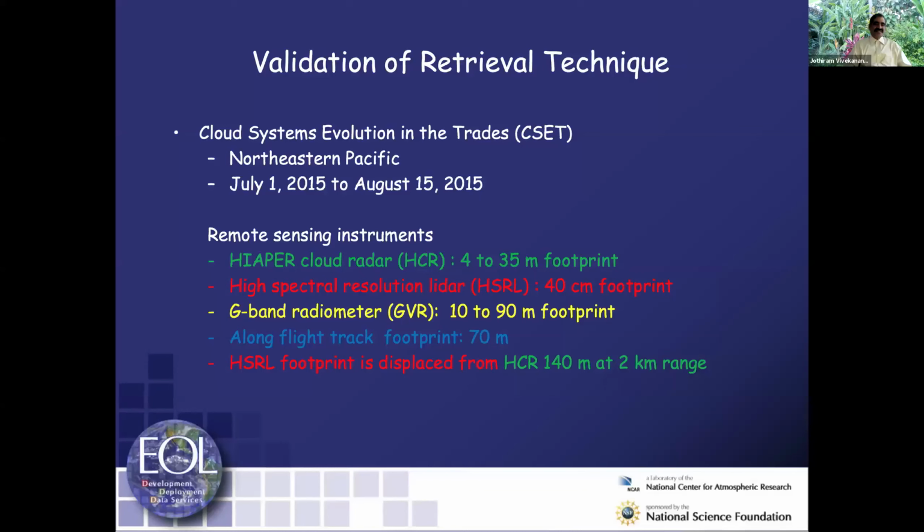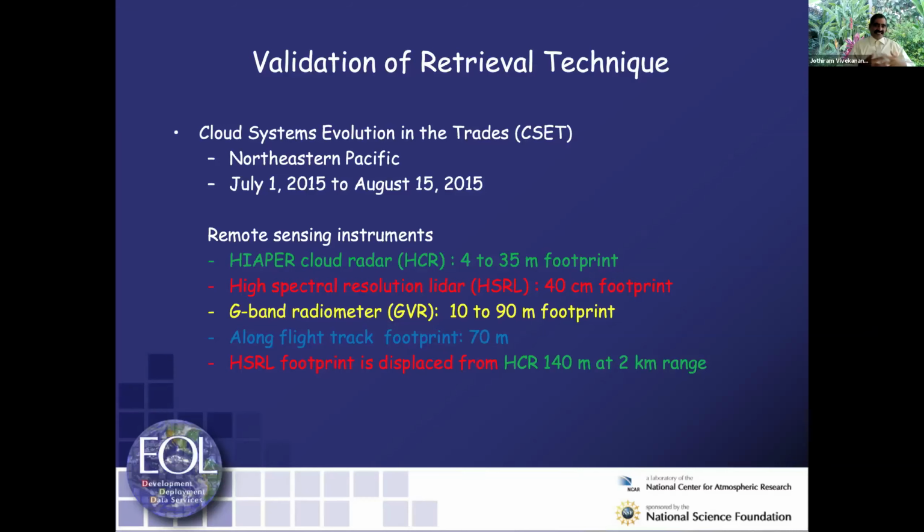If you look at it, the cloud radar has meter resolution or tens of meters. LiDAR is about 40 centimeters, less than a meter, in centimeter resolution. The radiometer is close to 50 meter resolution. Each has a different footprint. They're all on a moving platform. Then I had to use these measurements to validate.